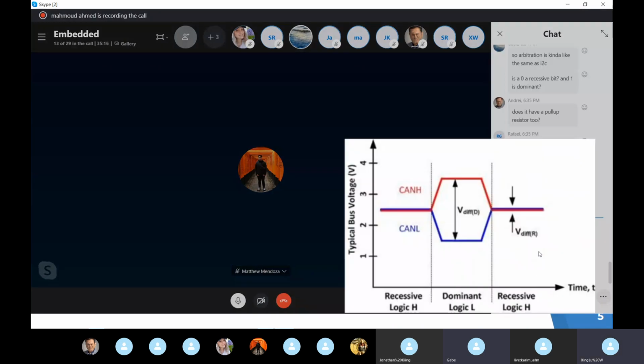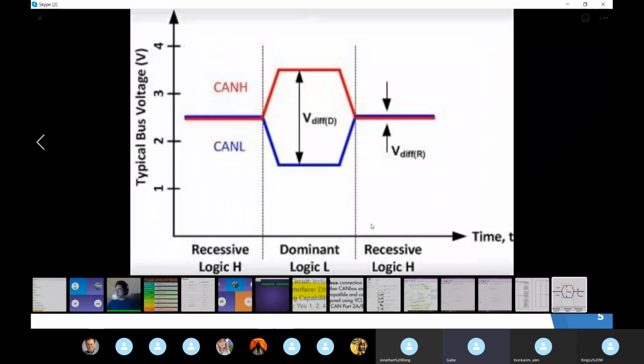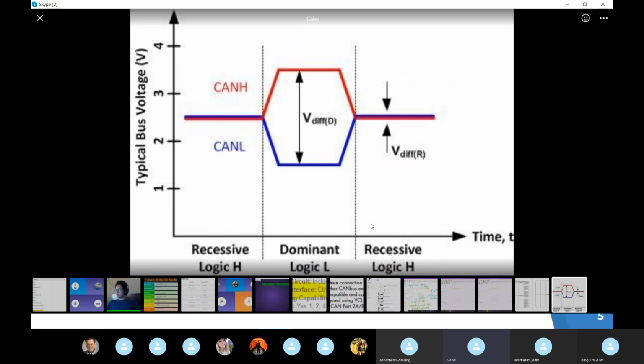Then, like Xinglu said, if they all send the exact same 1s and 0s, then we're good. But as soon as someone doesn't send a 0, they're going to lose the bus, because they're letting go and letting it go to recessive while someone else is dominating it and sending an actual signal that drives the bus. So is a 0 here at 2.5? I guess because the difference will be 0. 0 is dominant. Yeah, 0 is dominant.